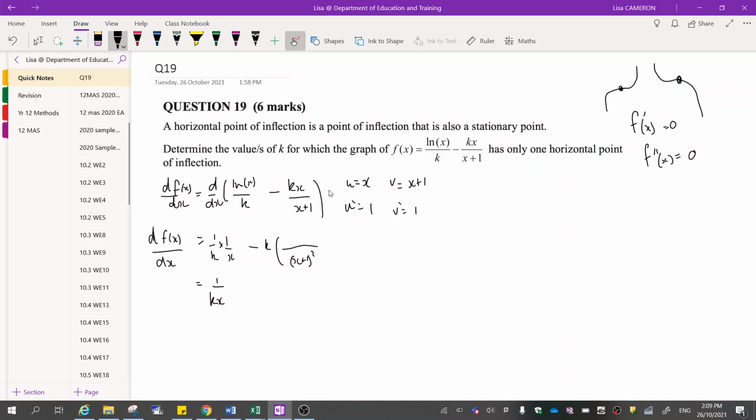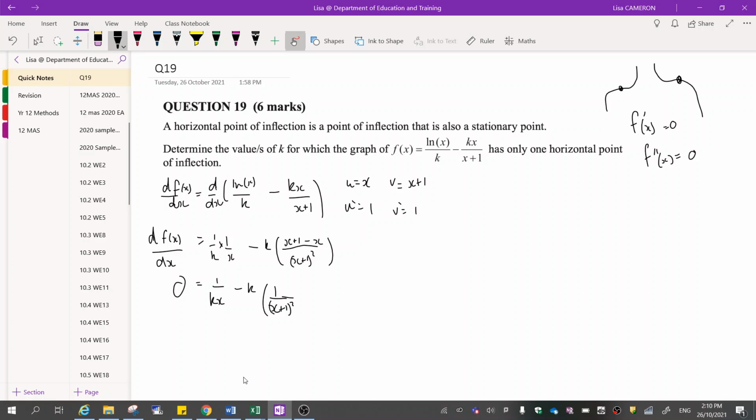On the numerator of this expression, I'm going to have this part, x plus 1, multiplied by that part. So that's just going to stay like this. Subtract this one times that one, so subtract x. Now, when I simplify that, I'm going to end up with this minus k over x plus 1 squared. Okay, and I'm going to let that equal 0 so that we are finding where we have a stationary point.